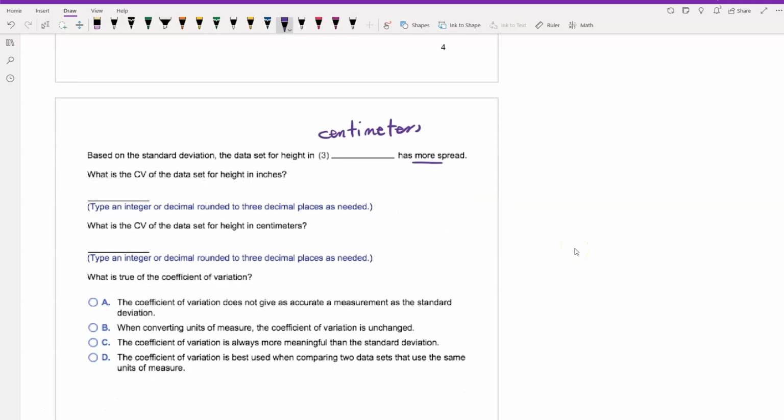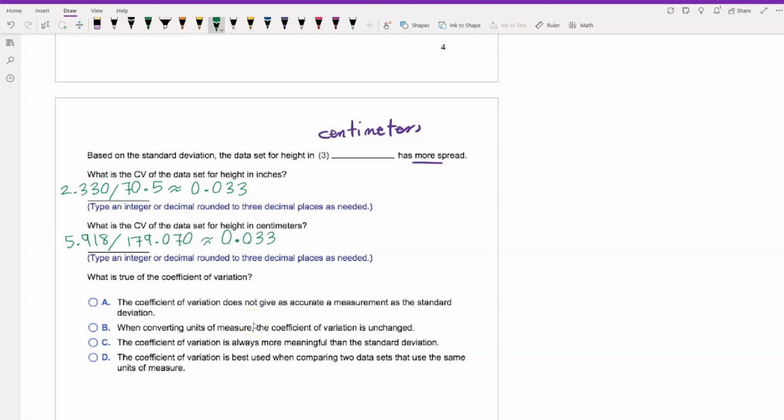Again, it's asking for CV. So our standard deviation was this one, and divided by sample mean, it's 0.033. And here same thing. Divide, round.